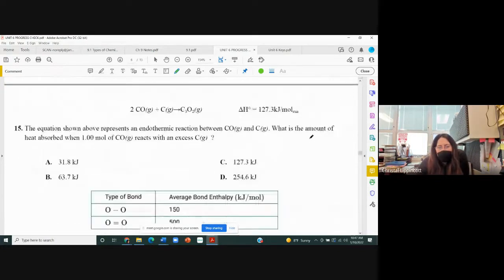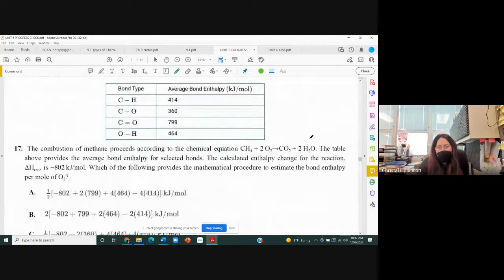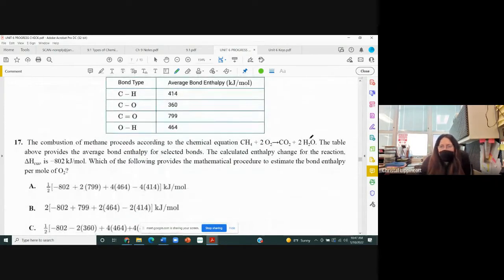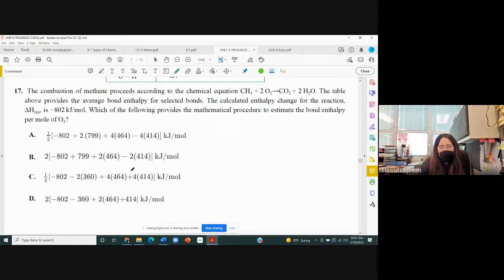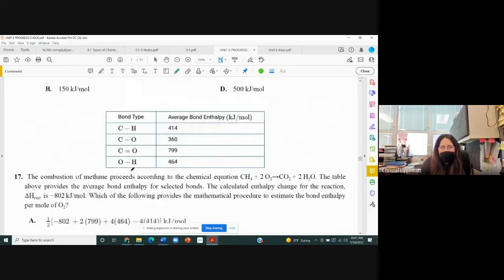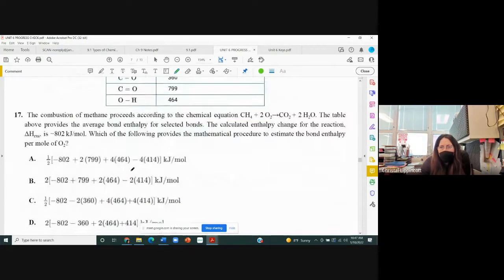All right, moving on to 17 here. We are combusting methane. Okay. The table provides the bond enthalpies to calculate the reaction. Which of the following provides the mathematical procedure to estimate the bond enthalpy per mole of oxygen? So per mole of oxygen. Per mole of oxygen though.